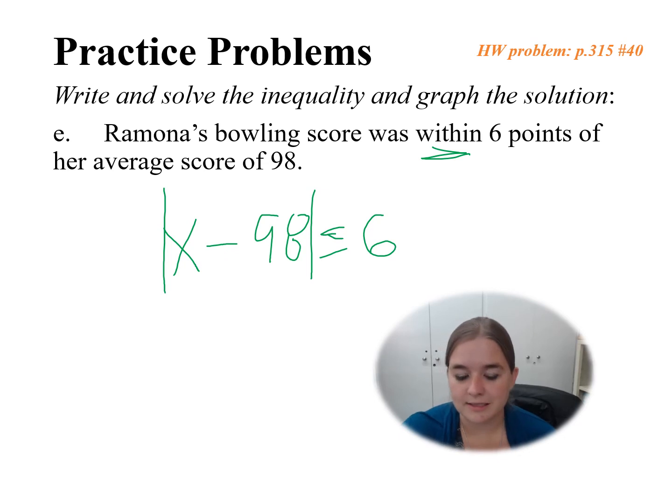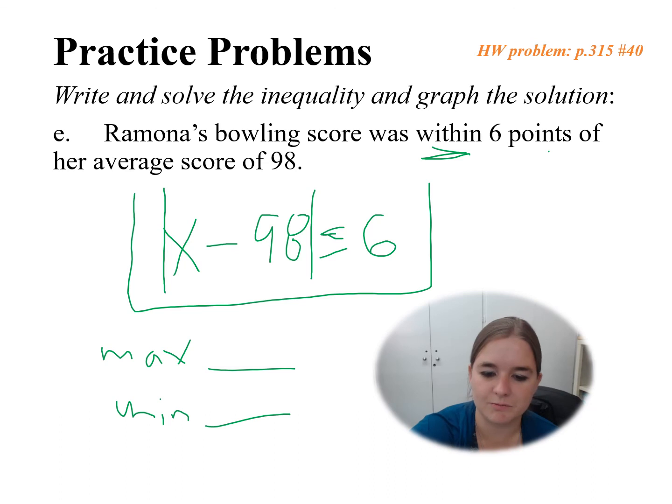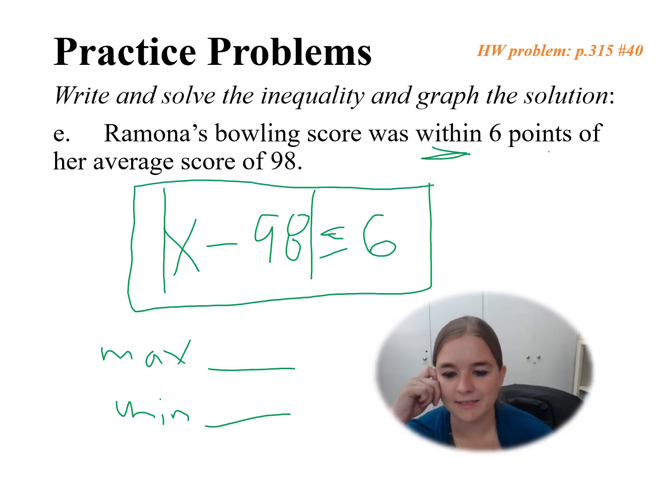So I could use this and I could write out the maximum score and the minimum score using this information, but this is the part that gets me points on the homework. I need to be able to write it out as an inequality.